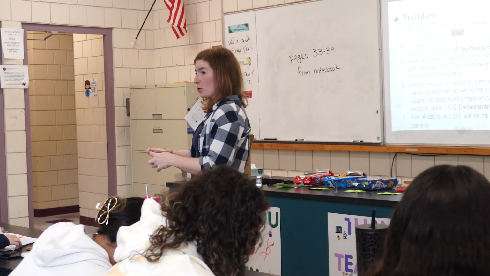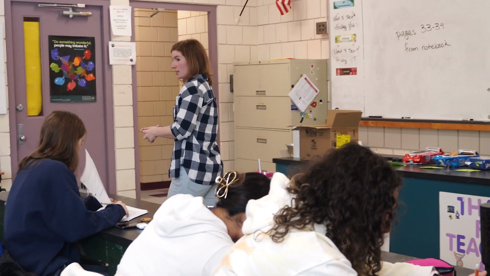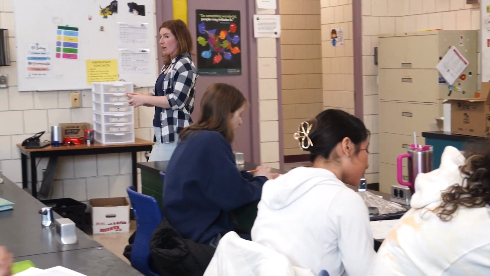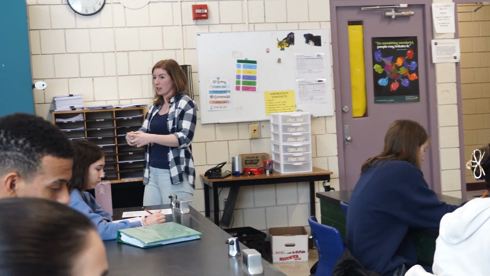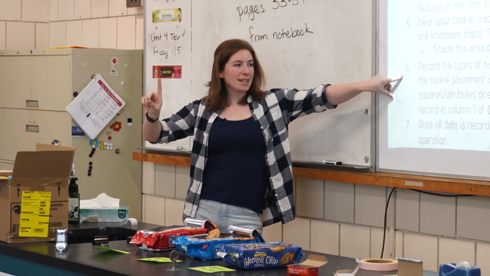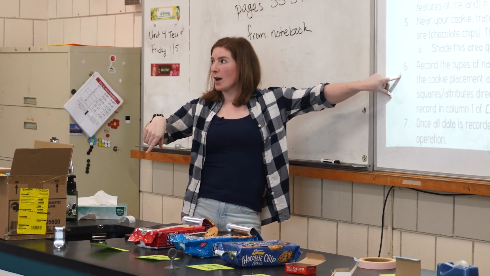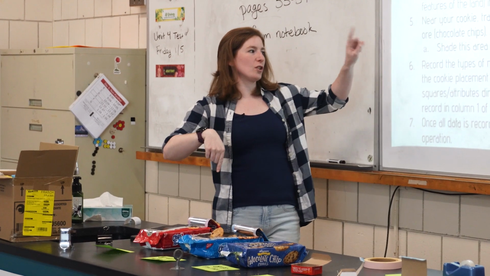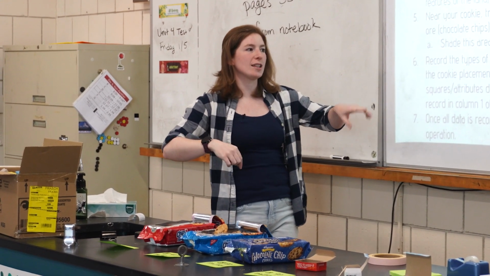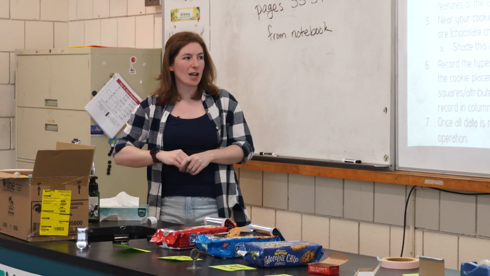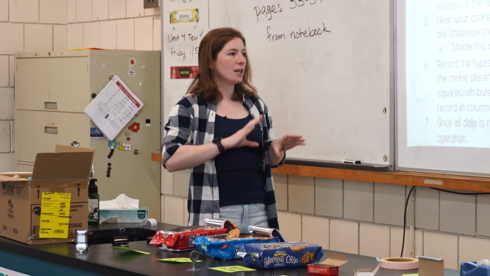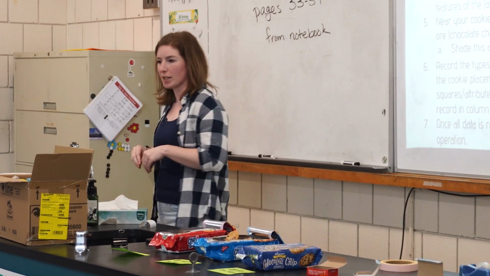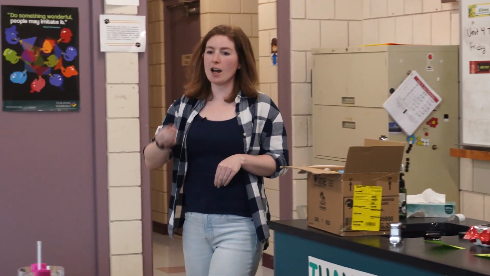You're tracing where your actual cookie is, and then near it, you're making a 3x3 square. That's your mining operation. That's where you're going to collect your chocolate chips. The last thing I need you to do before we start our mining is to record the types of natural attributes impacted directly by your mining operation, including the cookie placement as well as the processing plant.